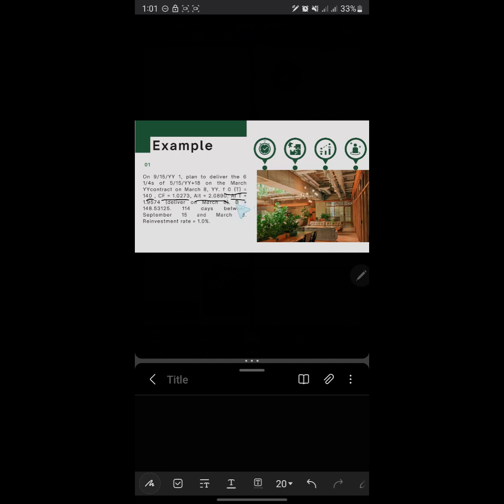The bond cost is 148.53125. 114 days between September 15 and March 8. The reinvestment rate is 1%.